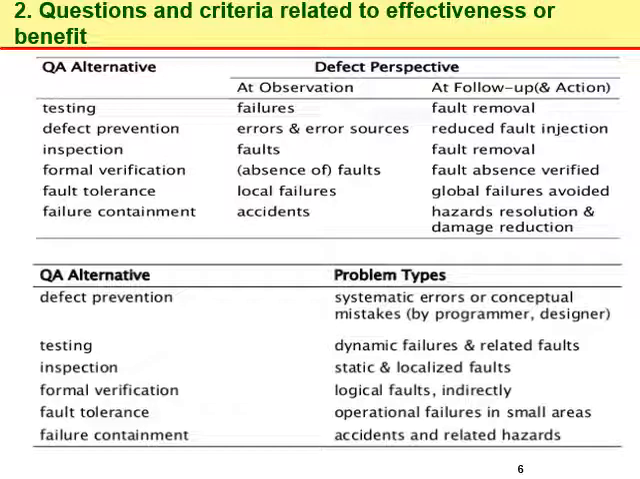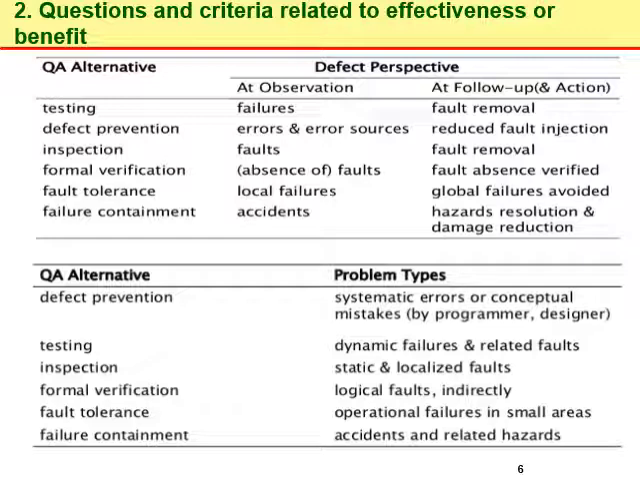Here we will discuss the effectiveness of different quality assurance alternatives by examining the qualitative and quantitative information from different perspectives. First we will discuss the defect perspective. Here we ask some questions. For example, is the quality assurance technique dealing with errors? Is it dealing with faults or with failures?